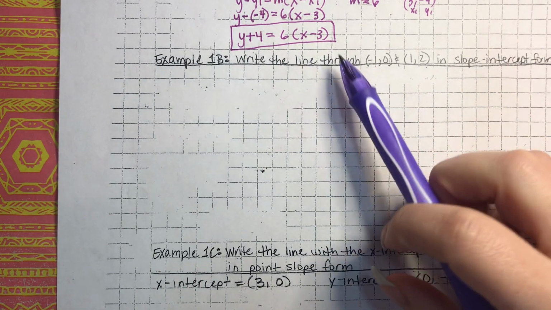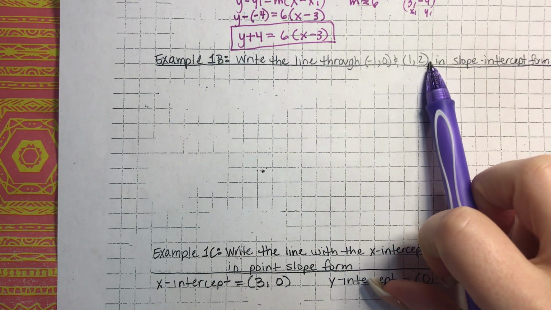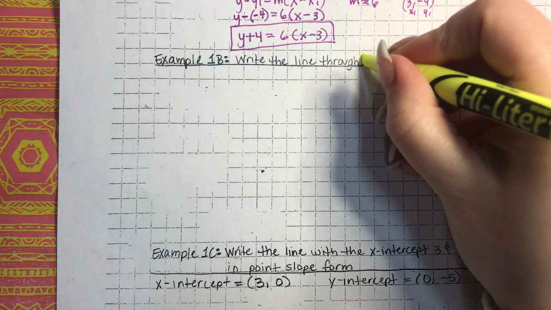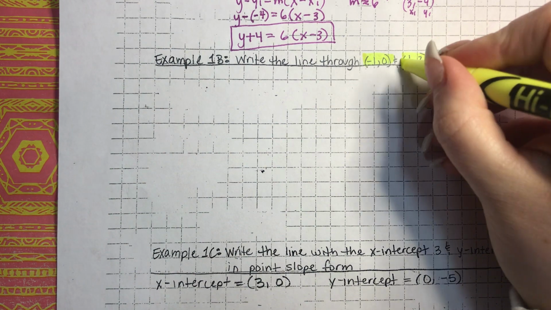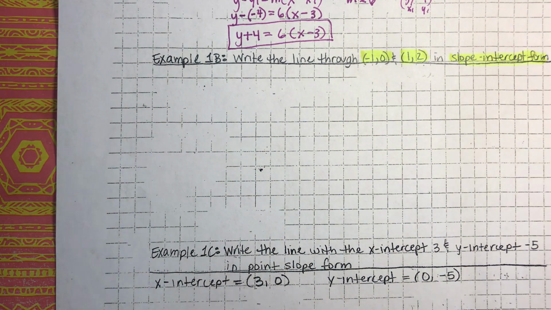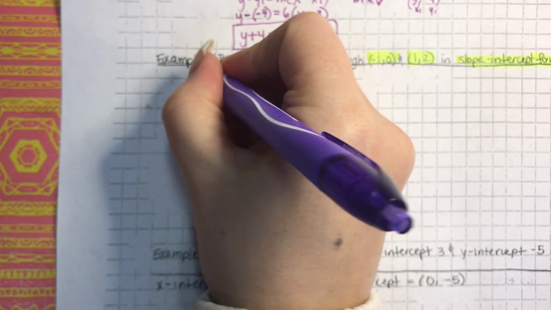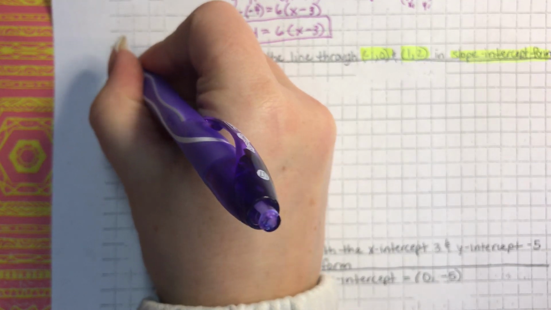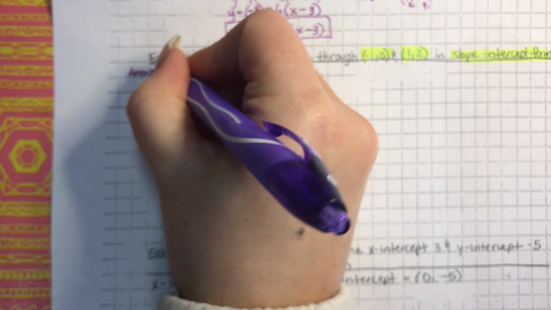Let's talk about 1B. It says write the line, and it gives you 2 points in slope-intercept form. So, okay, what's the key information with this one? They give us these 2 points, and they want it in slope-intercept form. All right, so slope-intercept form is y equals mx plus b. This is the form my answer needs to be in right here.